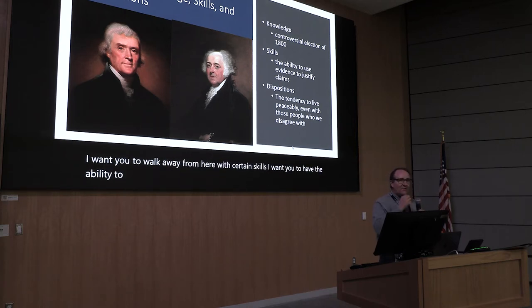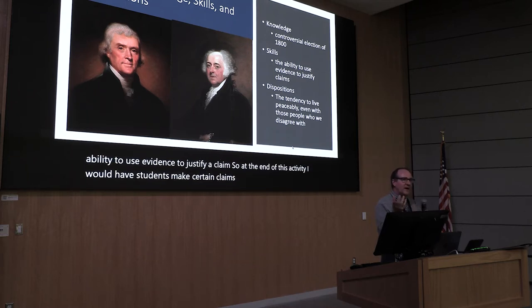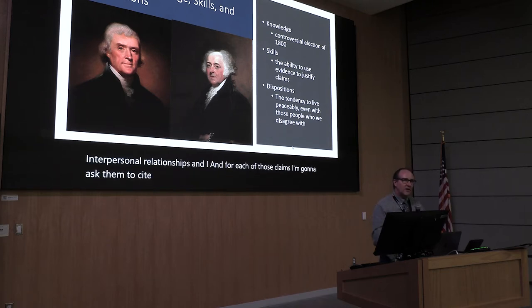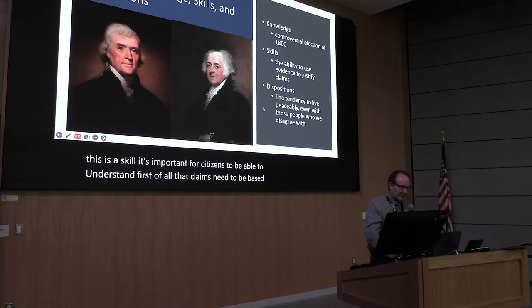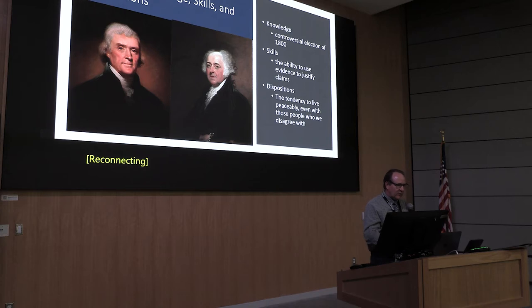So at the end of this activity, I would have students make certain claims about certain principles of interpersonal relationships. And for each of those claims, I'm going to ask them to cite the evidence that they're using to support that claim. So this is a skill. It's important for citizens to be able to understand, first of all, that claims need to be based on evidence, and then knowing how to cite evidence to support a claim. And then the disposition that I want you to get from this activity is the tendency to live peaceably, even with those people who we disagree with and we're really different from, like Adams and Jefferson were.